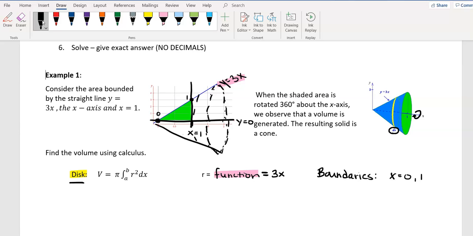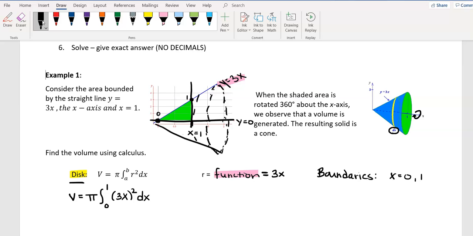So now let's set up our volume integral. So volume is equal to pi. Our lower bound is going to be 0. Our upper is 1. And then we have our radius. Our radius, as we have written here, is 3x. Many times people will forget to square it. Don't forget to square your radius because you are making a circle there. And then put your dx on the end. So that's your thickness there.